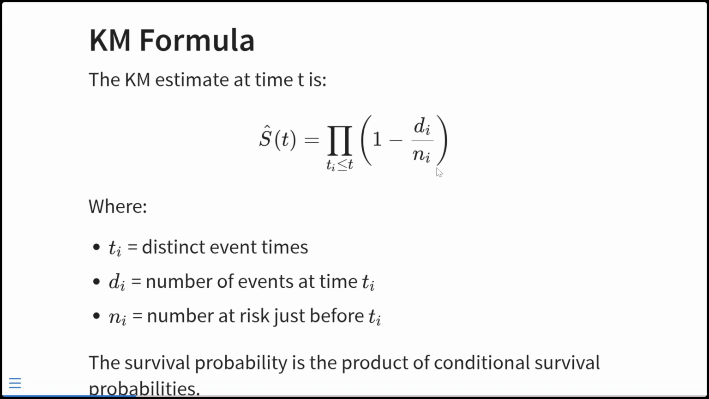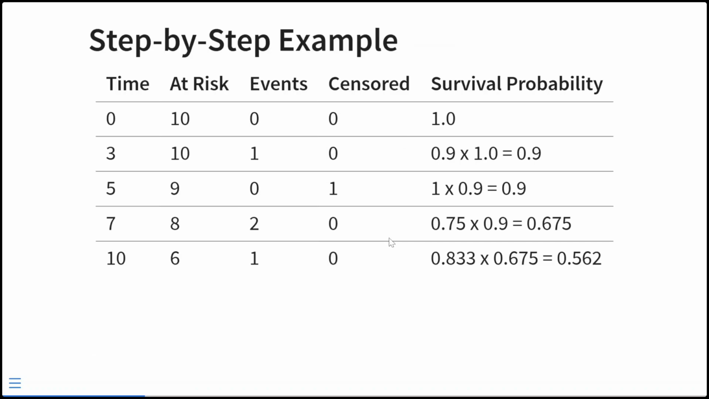So this is just a multiplication of all of this. We're going to be doing this for each particular time. So this is the product of all conditional survival probabilities. So this is the survival table now, and I'm going to explain the survival table.